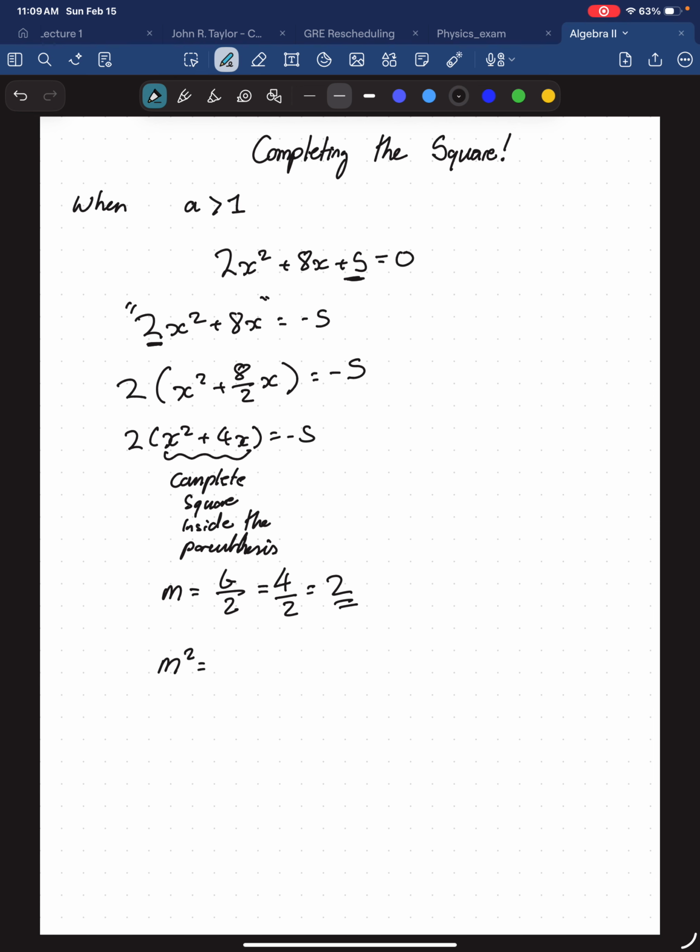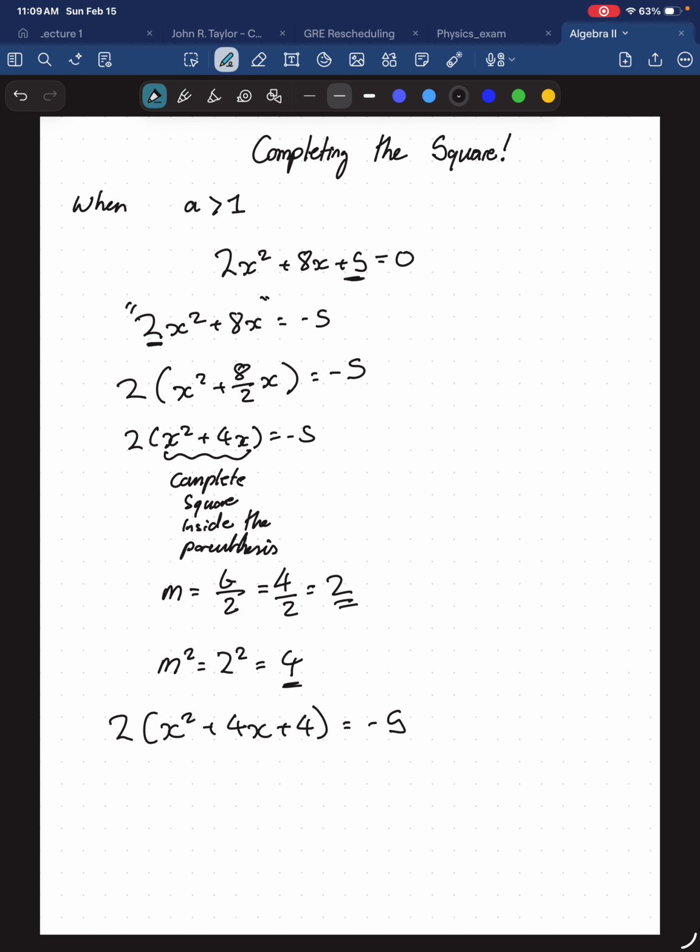And then I also need to find m squared. What's m squared? 2 squared, right? Because m is 2. So m squared will just be 2 squared. It's going to be equal to 4. From there, what we want to do is add the 4 to both sides. We're adding m squared to both sides. But you're only adding inside the parentheses.